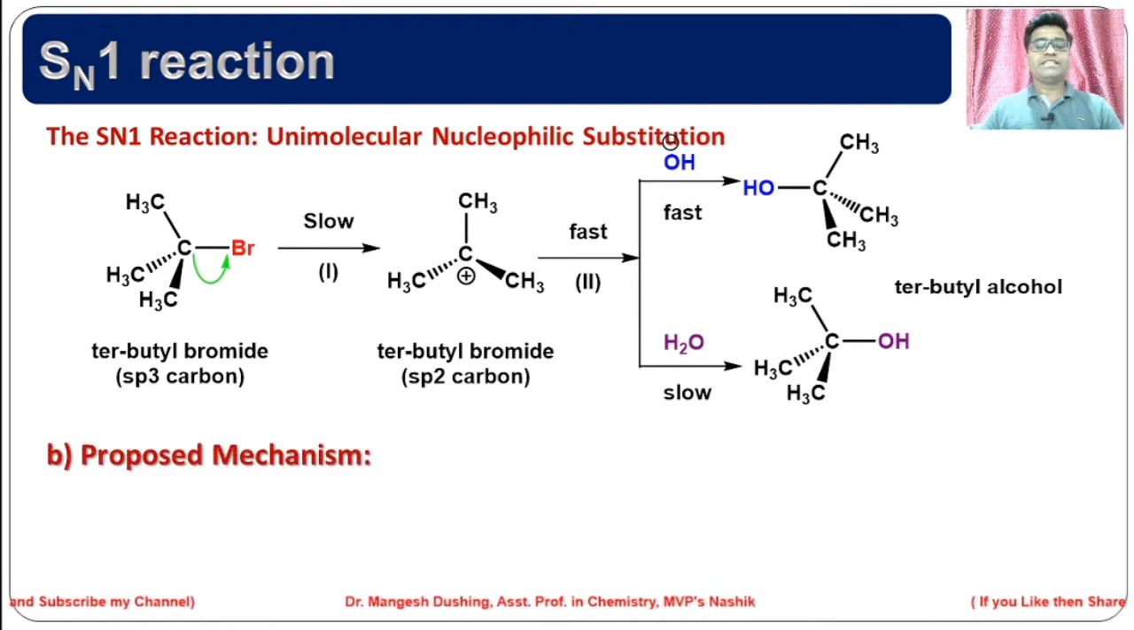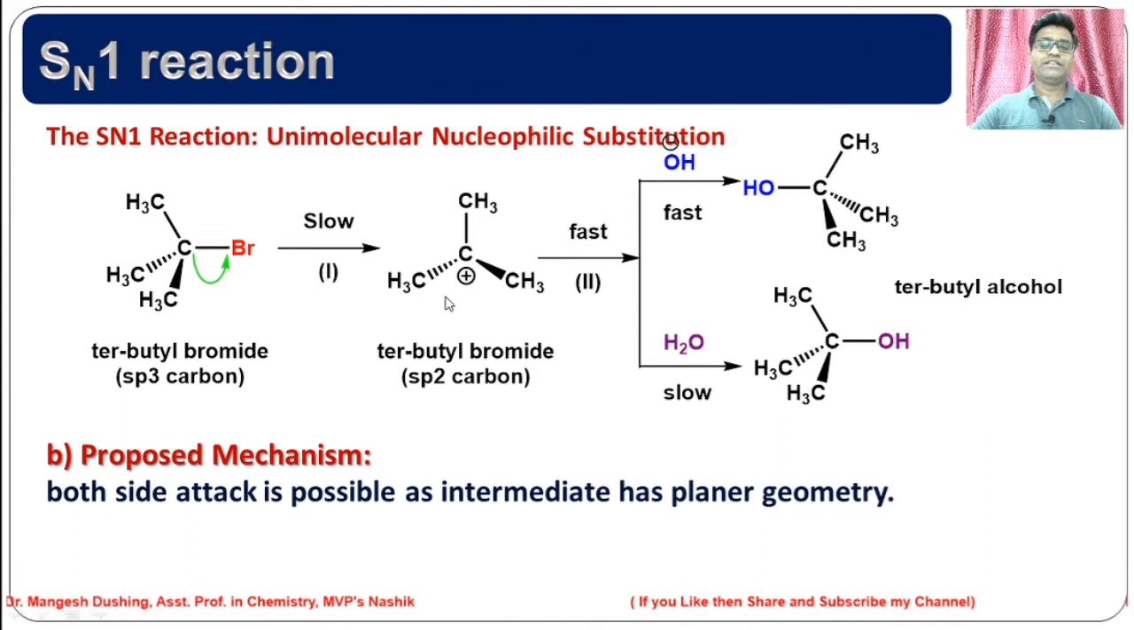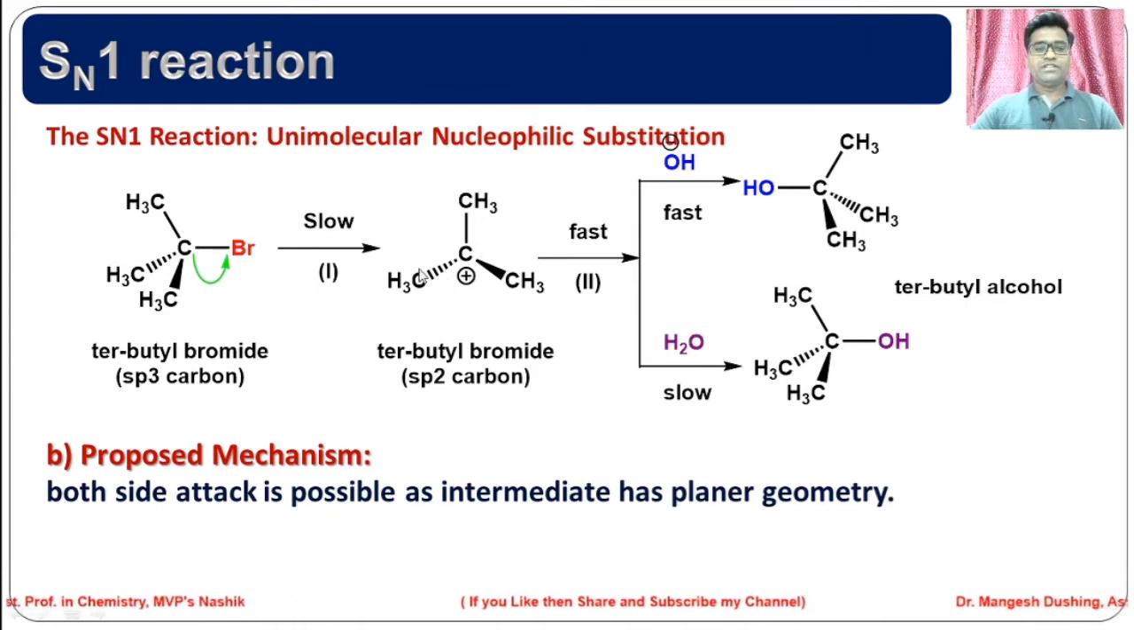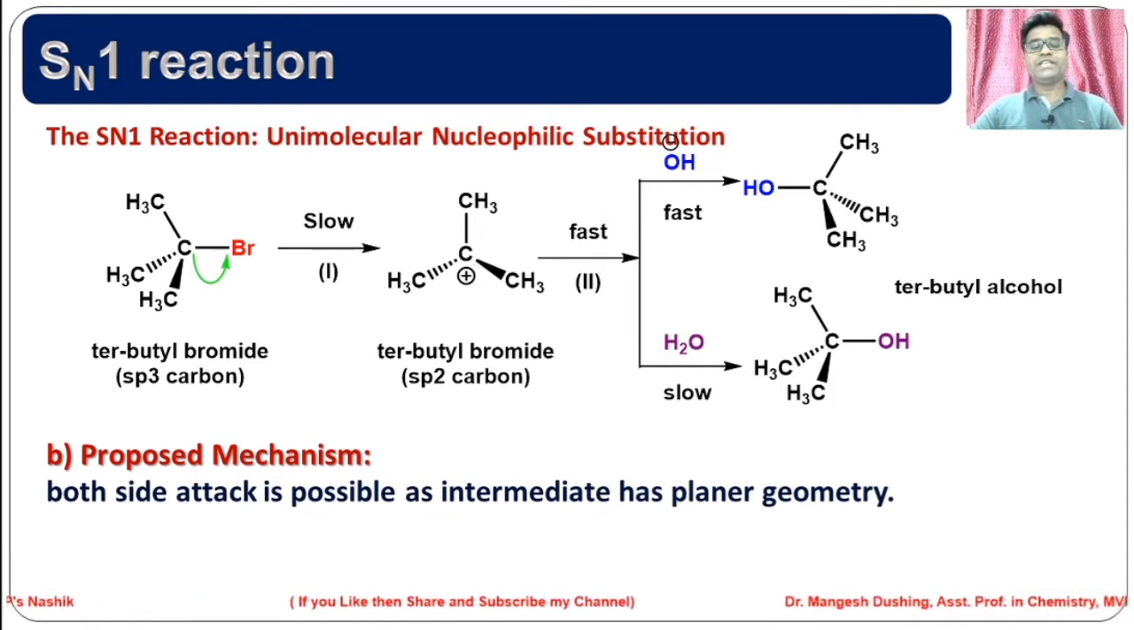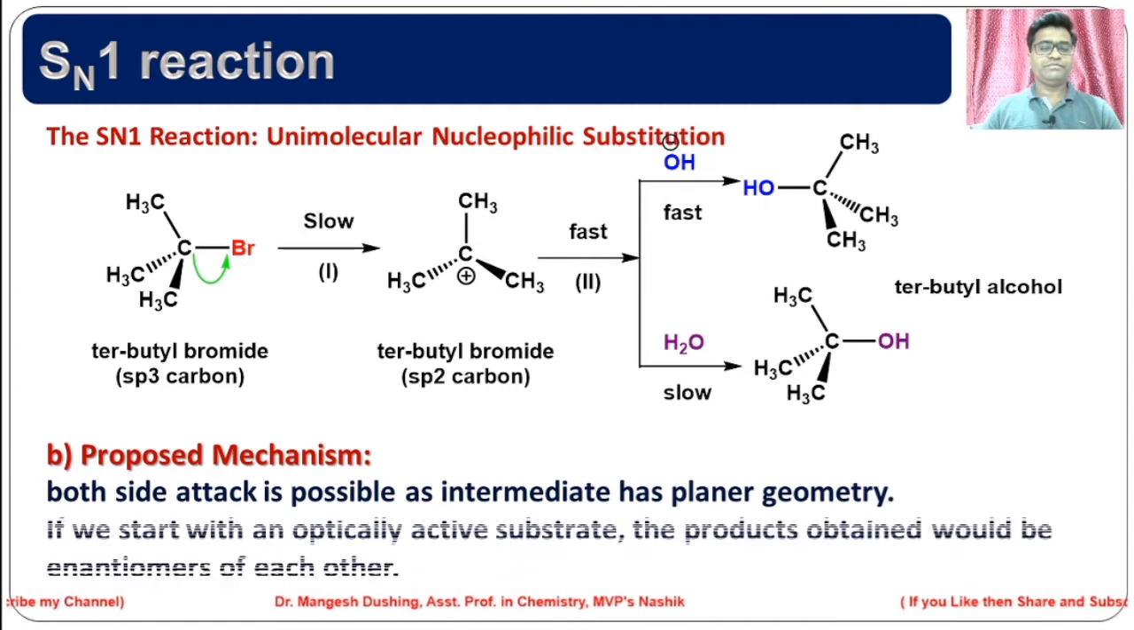Now, in this case, what is the proposed mechanism? Both side attack is possible as the intermediate has a planar geometry. Whatever the intermediate we obtain after breaking of the C-Br bond, this carbocation is an sp2 carbon. So it has a planar geometry. That is why whatever the nucleophile is coming, it has equal chances to come from the front side as well as the back side. So both side attack of the nucleophile is possible.